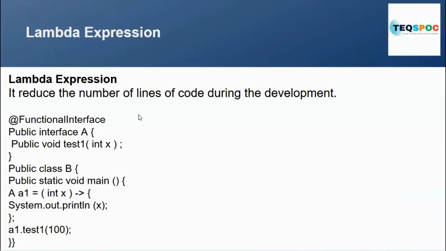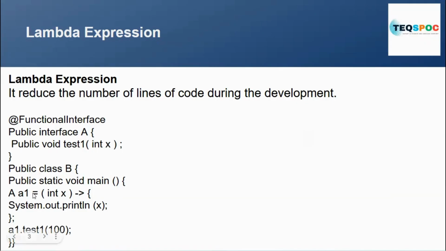As we know, lambda basically reduces the number of lines of code during development. A lambda expression is a short block of code. It takes in parameters and returns a value. Lambda expressions are similar to a method, but we do not need to create an object, because in a lambda expression the object is created automatically. Lambda expressions do not have a name, and they can be implemented right in the body of the method.